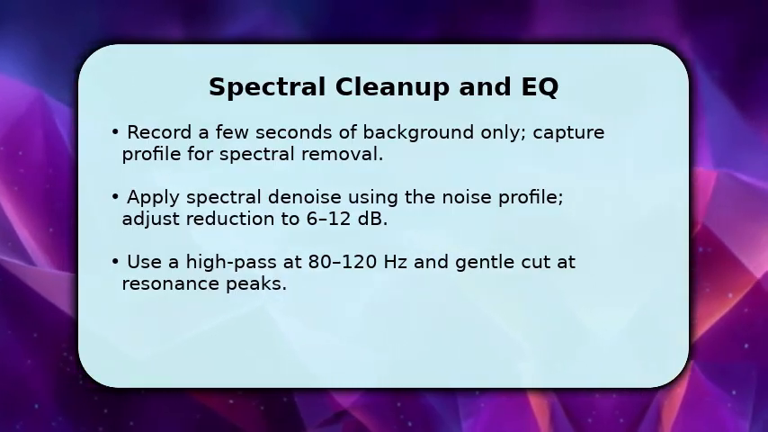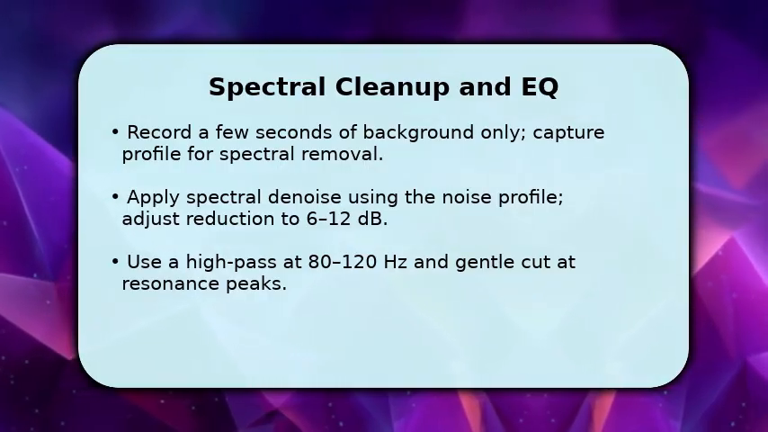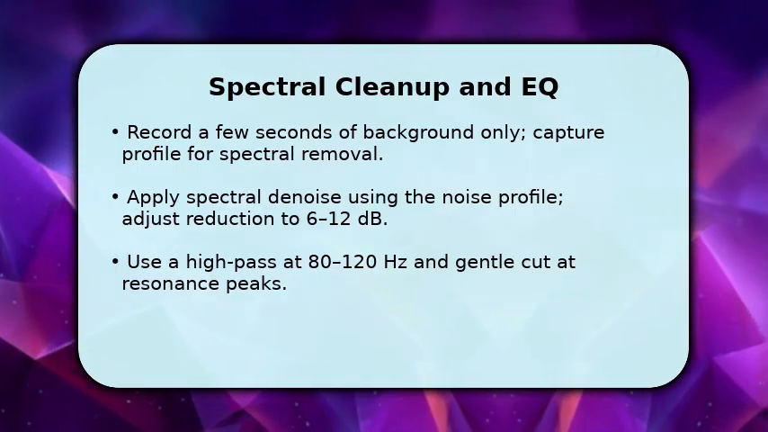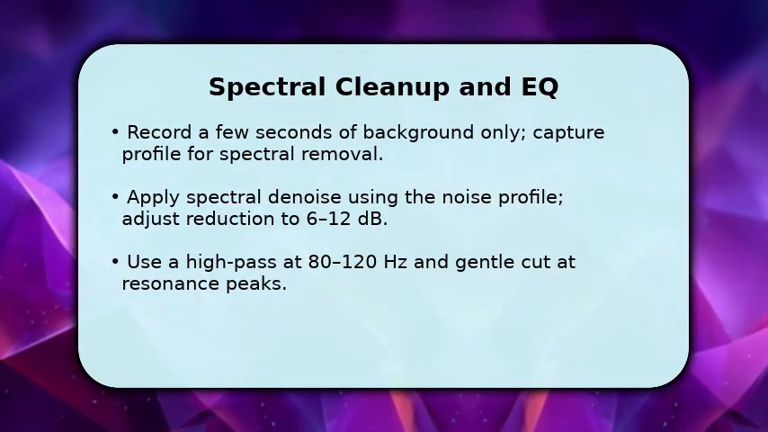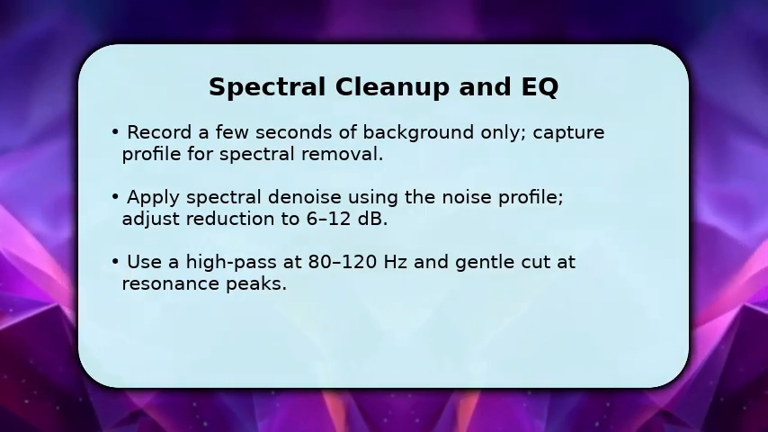Then use an EQ. Engage a high-pass filter around 80 to 120 Hz to remove rumble and sweep to find and attenuate any resonant peaks. Make small, surgical cuts to preserve vocal warmth so the voice remains natural.